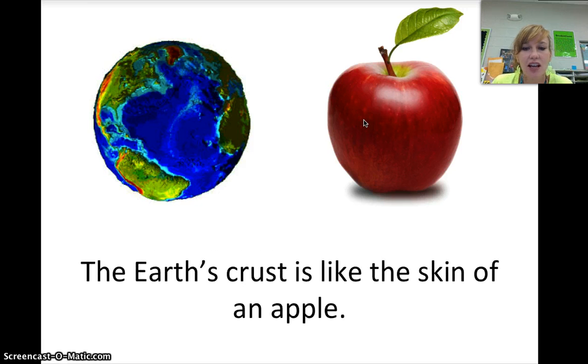So think of the crust like the skin of an apple. It's very thin, and once you get past the crust, there's a lot of stuff underneath it. So the crust on Earth is like the skin of an apple.